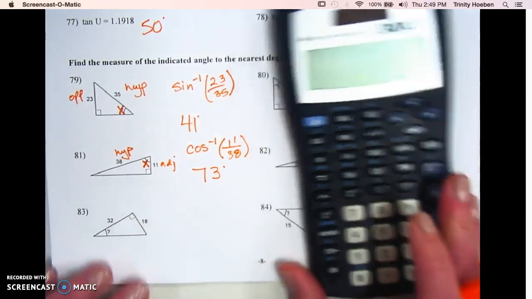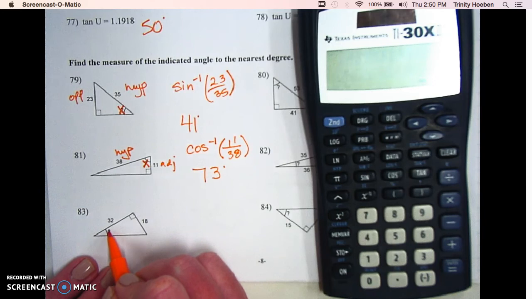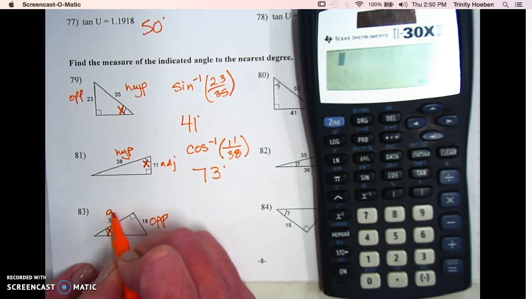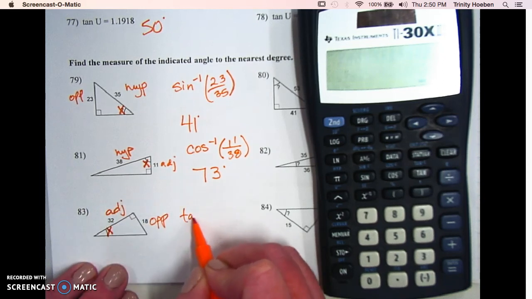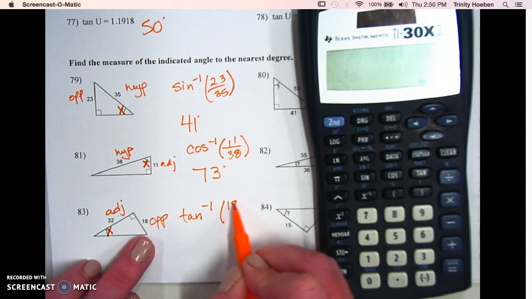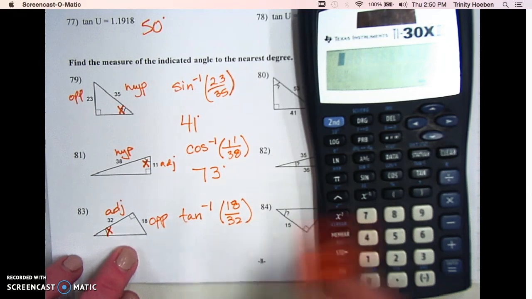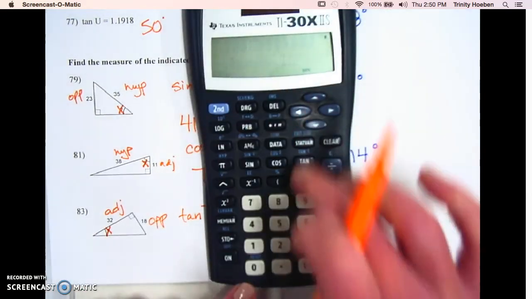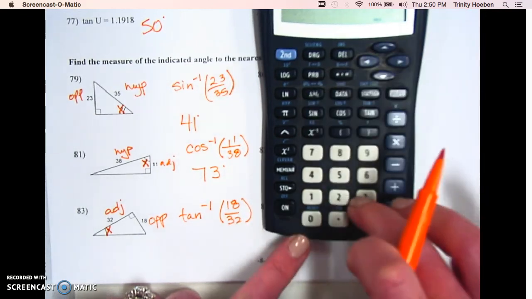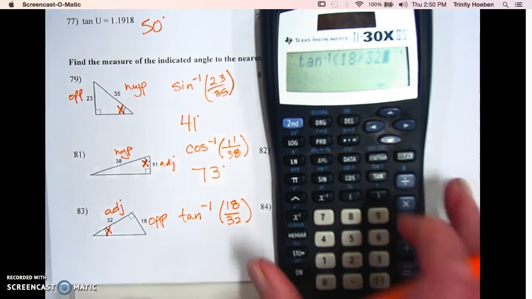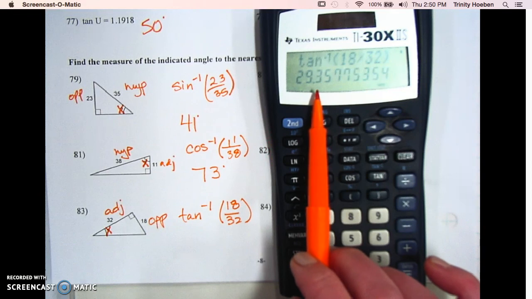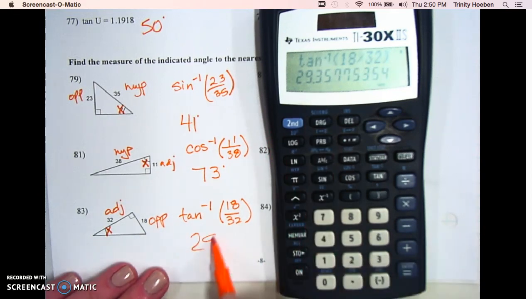All right, last one, number 83. Change that to an x. Here's your opposite. Here's your adjacent. That means we're going to use tangent. Definitely want the inverse. And it's 18 over 32. So on your calculator, you're going to hit second tangent. 18 divided by 32. Hit the equal sign. We've got 29, but after the decimal is a 3, so it's going to stay 29 degrees.